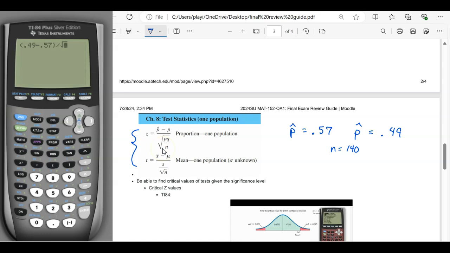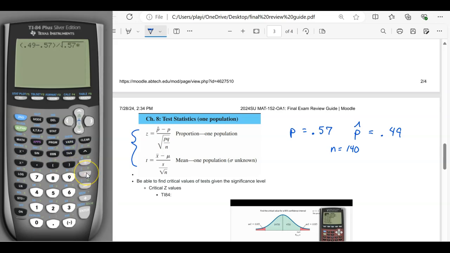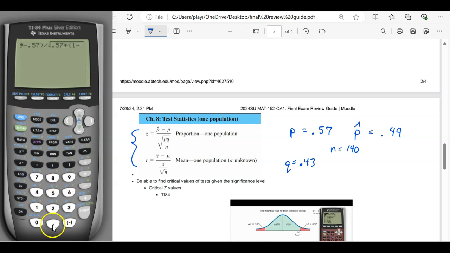Now, P hat was 0.49 and P was 0.57, the way I've got the numerator written. So P is 0.57 times Q, which is 1 minus P. You can do that separately and say that Q is 0.43. Or even inside the square root, you could type 1 minus and then type in the P again. So you can type it in as a formula, or you can do the math separately. And then we divide that by the sample size. So there would be that critical value.